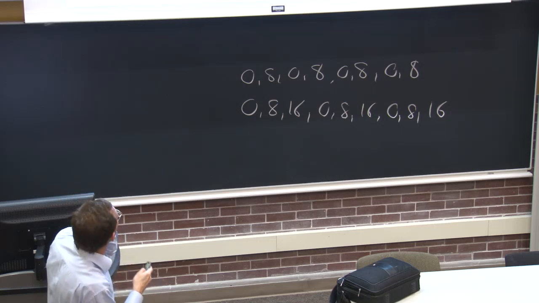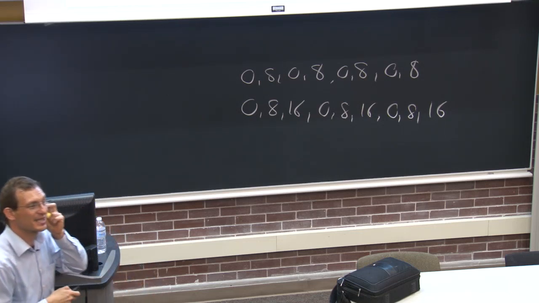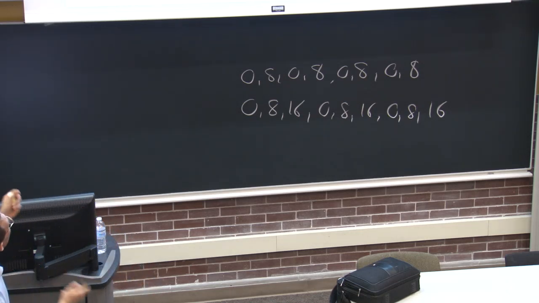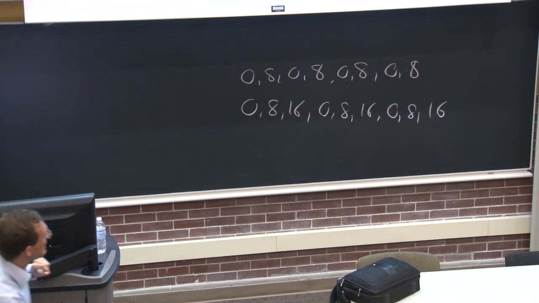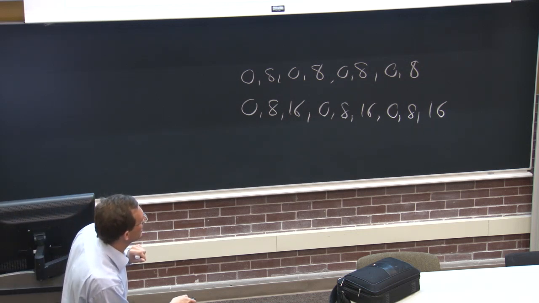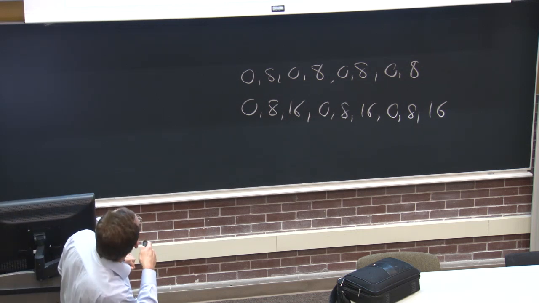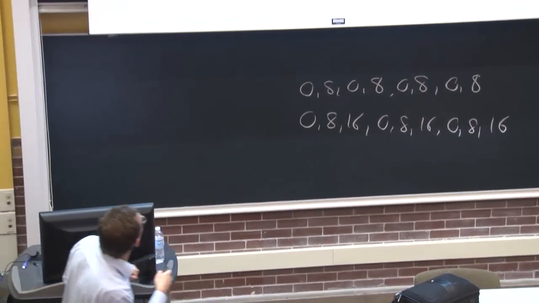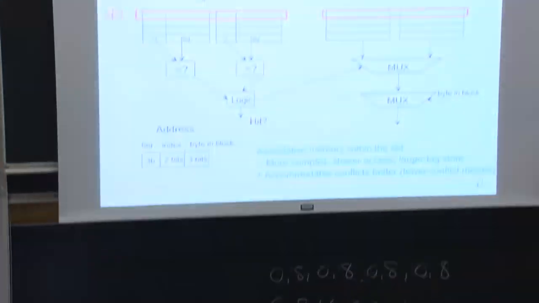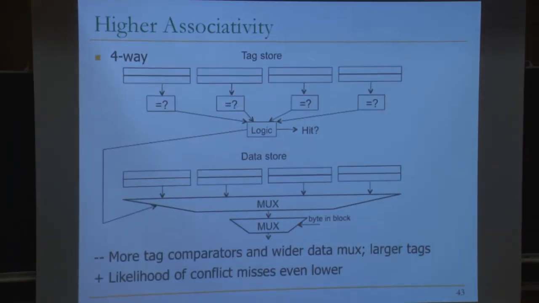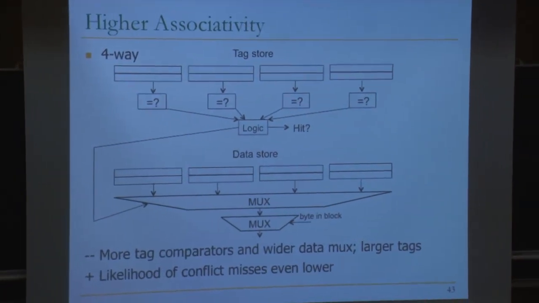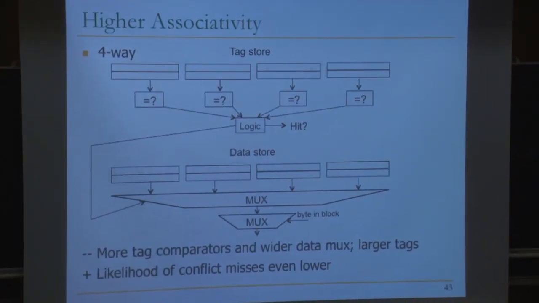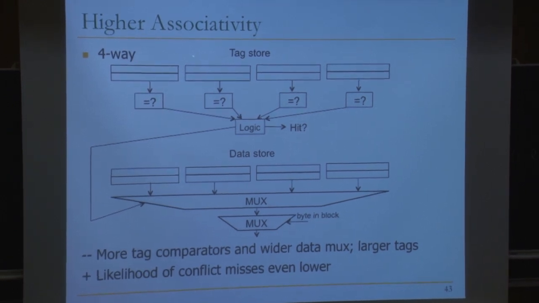How do you get rid of this? Well, take this further, right? You can have higher associativity. You can have a 4-way cache. This way, again, a block in memory can go to 4 possible places in the cache. Now your set is larger. Instead of having 2 locations in a set, you have 4 locations in a set. Now you can accommodate this pattern. 0, 8, and 16 can be in different locations here.